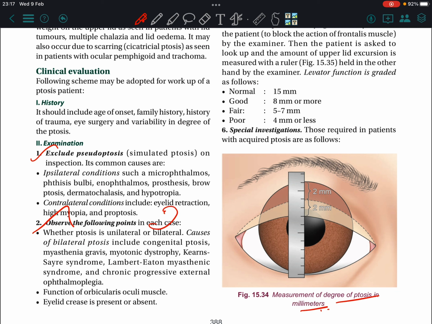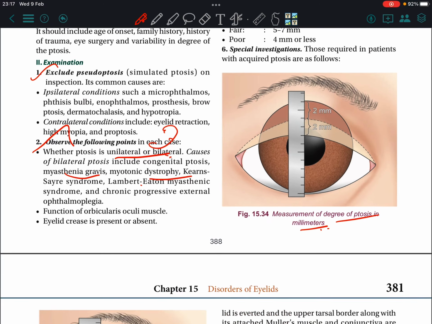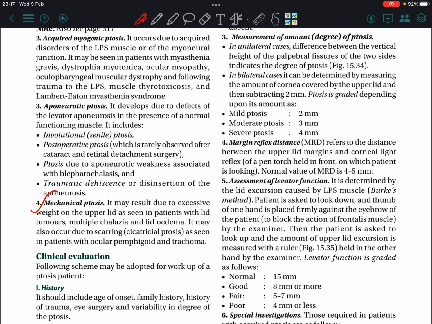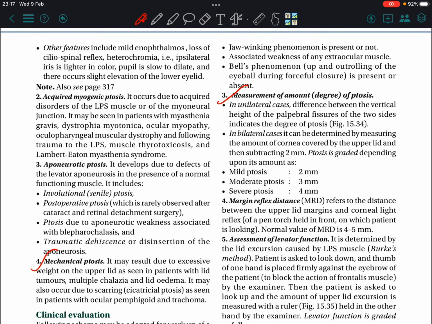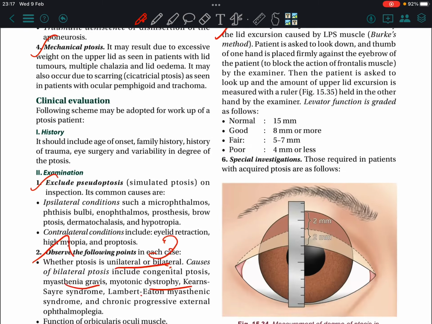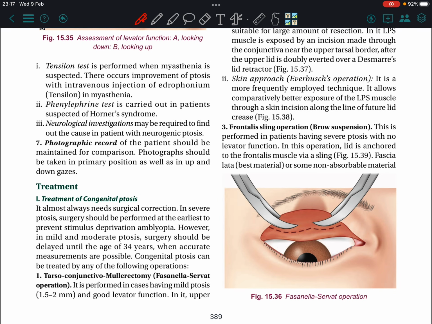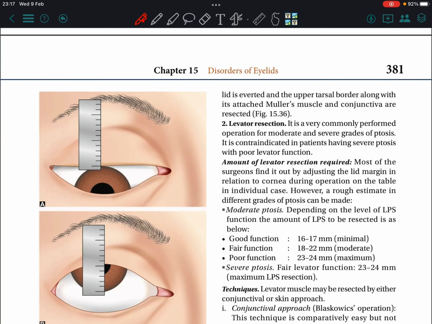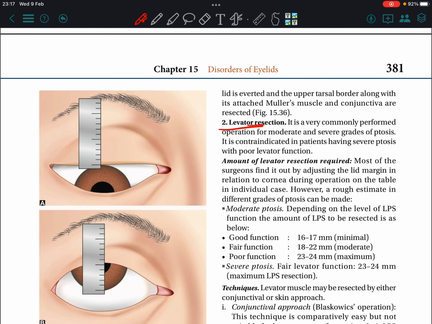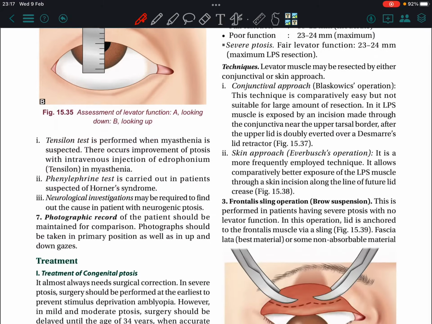Observe the following points in each case: whether unilateral or bilateral, causes of bilateral ptosis such as myasthenia gravis, myotonic dystrophy, Kearns-Sayre syndrome, function of ocular muscles, measurement of amount of ptosis, margin reflex distance, levator function. Treatment of congenital ptosis: tarsoconjunctival Muller's resection, Fasanella-Servat operation, levator resection. Amount of levator resection required: most surgeons find it out by adjusting the lid margin in relation to the cornea during operation on the table in each individual case.